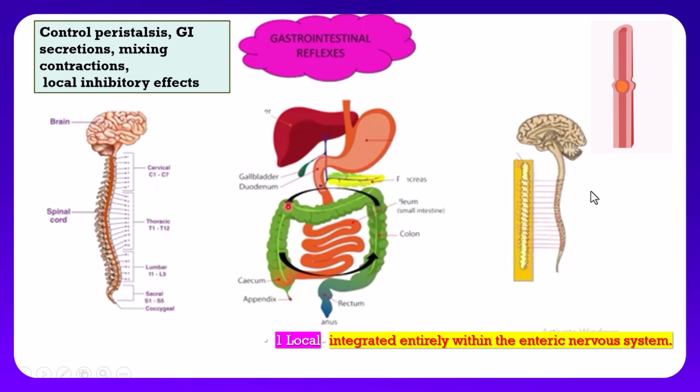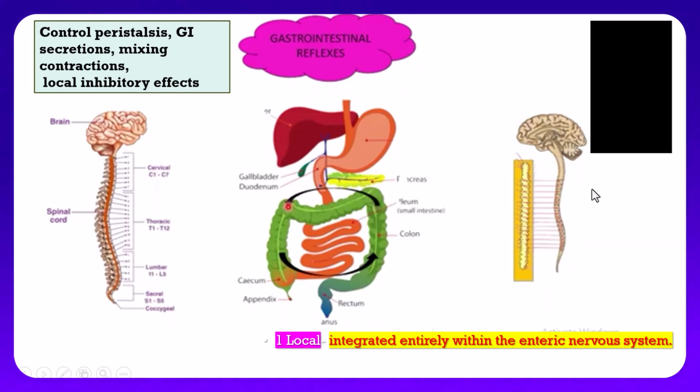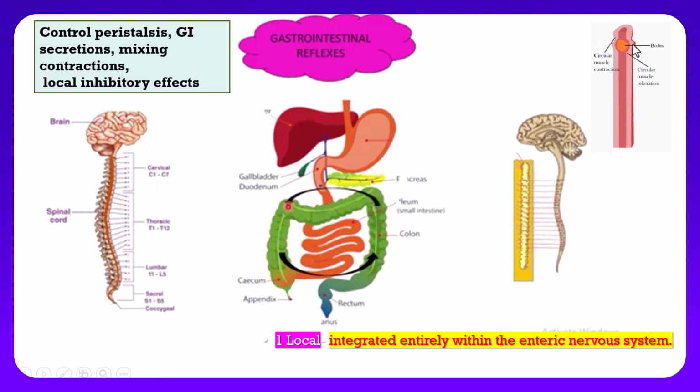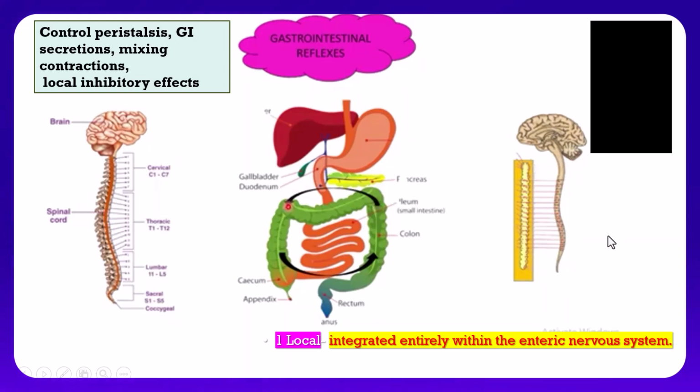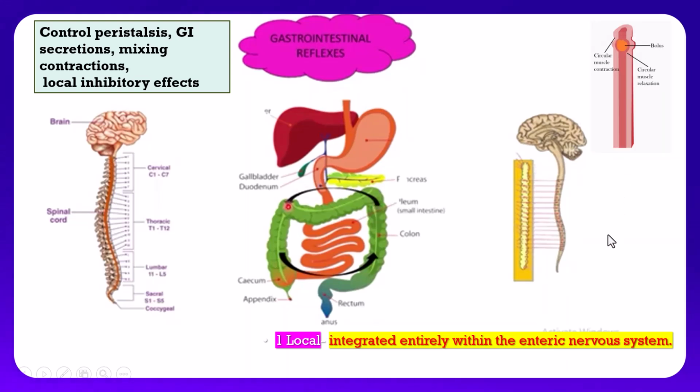Here is another mechanism, which is called the gastrointestinal principle. In the gastrointestinal principle, when the proximal part is contracted, the distal part becomes relaxed, and this allows the food to move in the forward direction. This is called the intestinal principle.